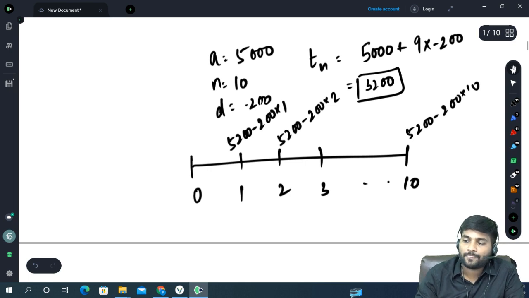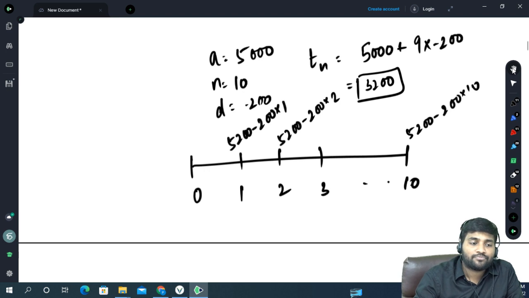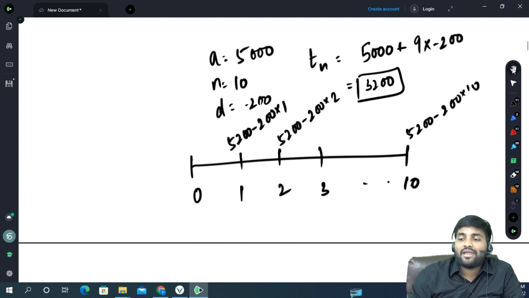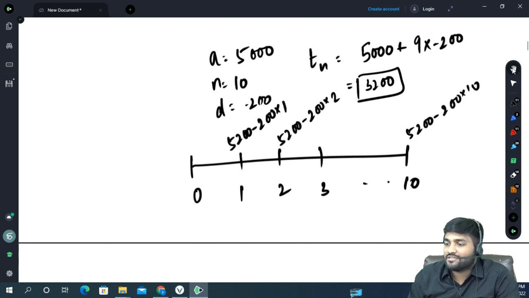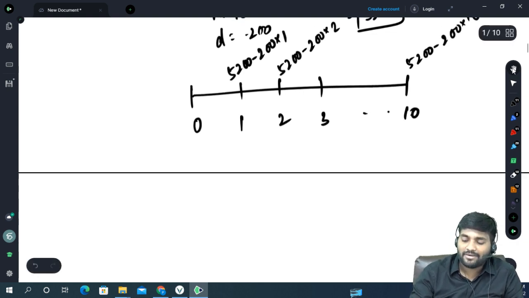Write down: present value of a simple increase annuity of rupee 1 paid for n years in arrears. Arrears means end of the year. Paid for n years in arrears at i percent rate of interest.